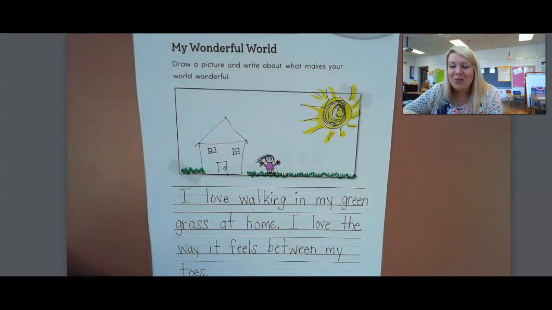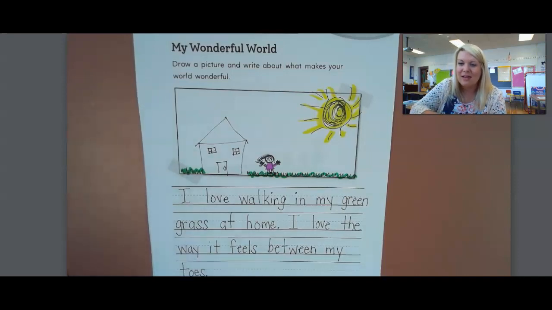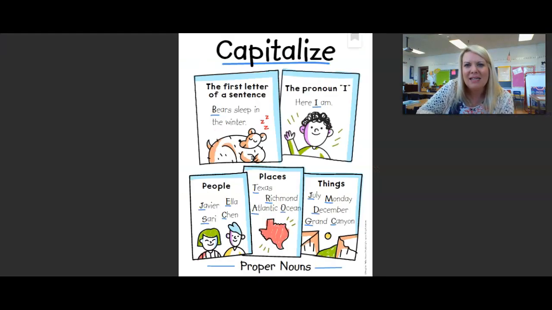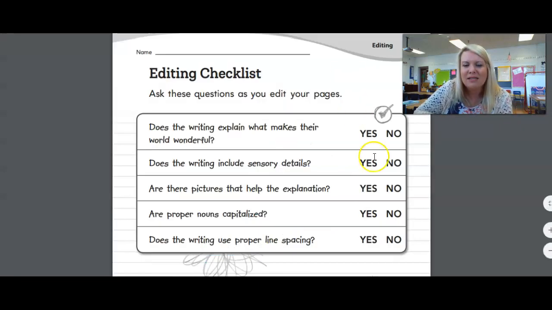Get started with revising and editing your work. See if you can add some details, or if you need to make sure you have spaces between your words, or even some punctuation. Look back at this editing checklist, and make sure that you can check yes to all of these questions.